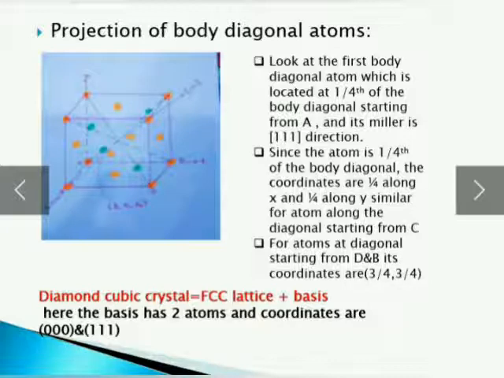So the diamond cubic crystal structure is described as FCC lattice plus basis. Here the basis has 2 atoms and the coordinates are 0, 0, 0 and 1/4, 1/4, 1/4.